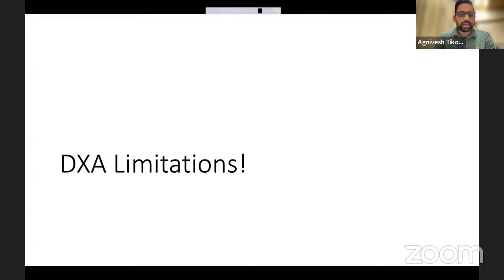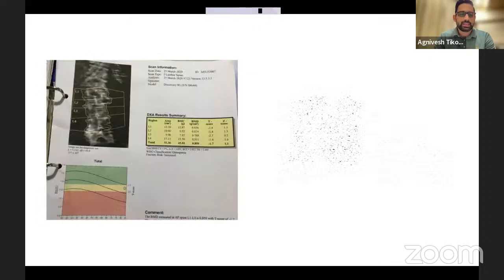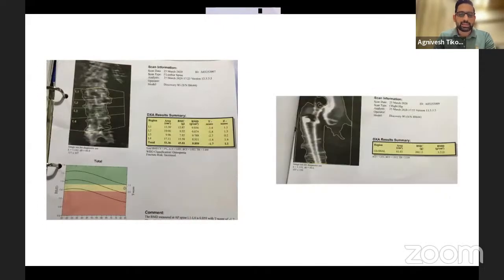So DEXA also has limitations. It cannot differentiate between osteomalacia and osteoporosis, as we discussed, or even other bone diseases. Even if there is tuberculosis which causes bone lysis, it will interpret as a low bone density or osteoporosis. It cannot differentiate between diseases. Like in this case, you see the patient having a hip replacement done, so bone density will not be able to measure the T-score and all.